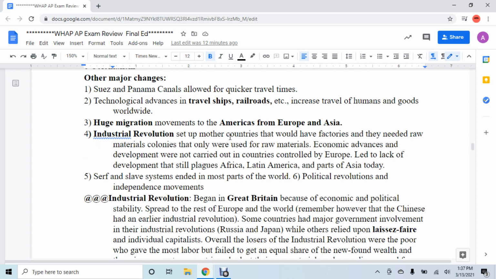You have the building of the Suez Canal and the Panama Canal, which allow quicker travel. This is crossing from the Pacific to the Atlantic. That's why the Panama and Suez canals are important, because basically they create a shortcut so you don't have to go all the way around South America to get to the Pacific Ocean. You have new advances of ships and railroads, super important.